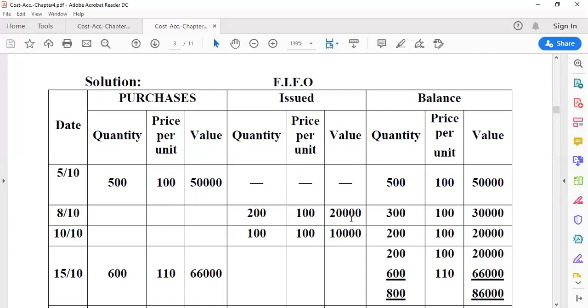Now I need to calculate the new balance of my inventory. The new balance equals what? Of our 500, we already took 200, so the balance equals 500 minus 200, which is 300. This 300 is with which price? With the same price, the only price that we have, which is 100 LE, to get the new balance, which is 30,000 LE. Okay, dears?